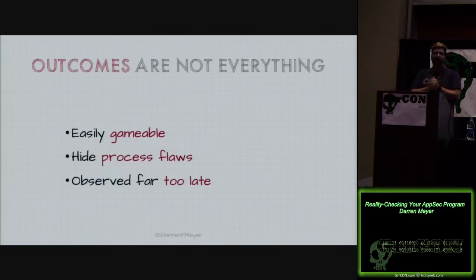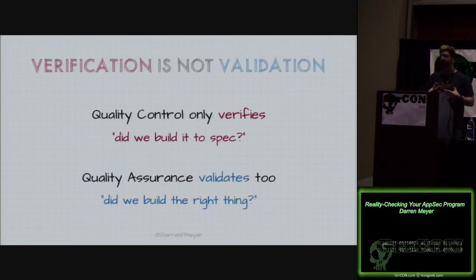Outcomes are too late. Quality control is too late to do security. It needs to be part of the whole socio-technical system of developing software. Quality control also focuses on verification, not validation. And this is a thing that I see quality assurance teams and security teams and engineering teams and everybody involved often confuse. Verification answers one very important question. Did we build it to spec? Does it meet the requirements that we set out at the beginning? That's great. That's what security testing tools do for you. They help you verify your code.